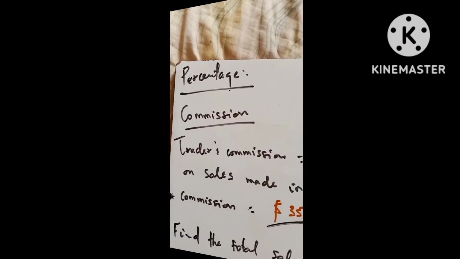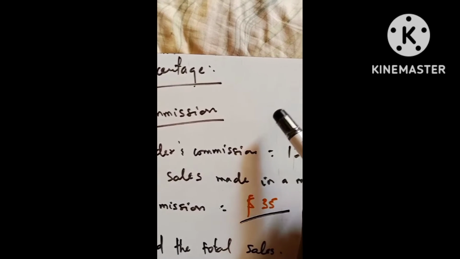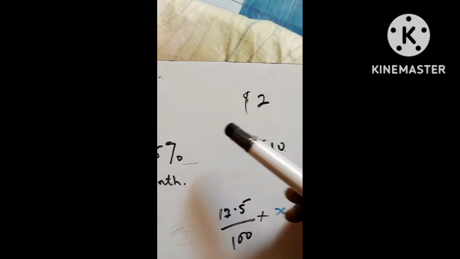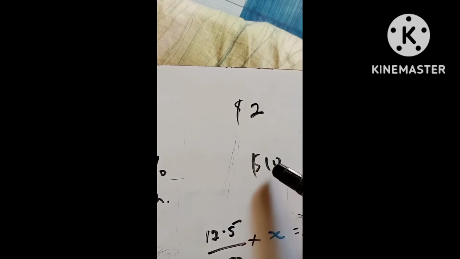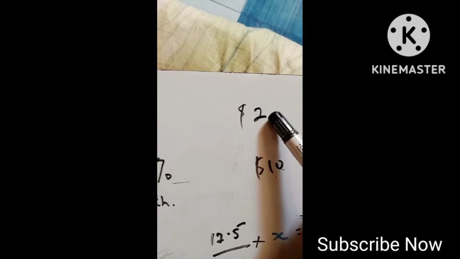Is that okay? The commission is a small amount of money you get for your work done. So what I mean by that, if I want you to sell me this marker at an amount of $10, I'm going to give you $2 out of that. So if you're able to sell this marker at $10, your commission is going to be $2.